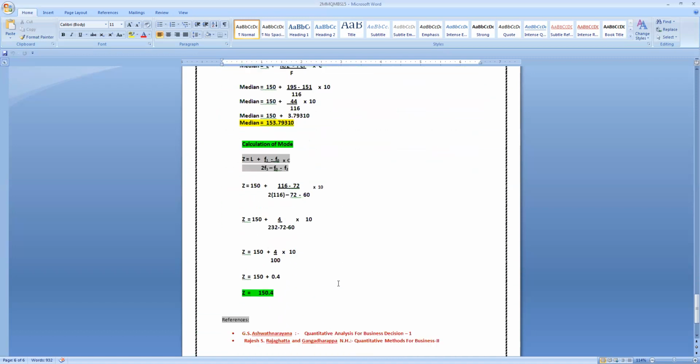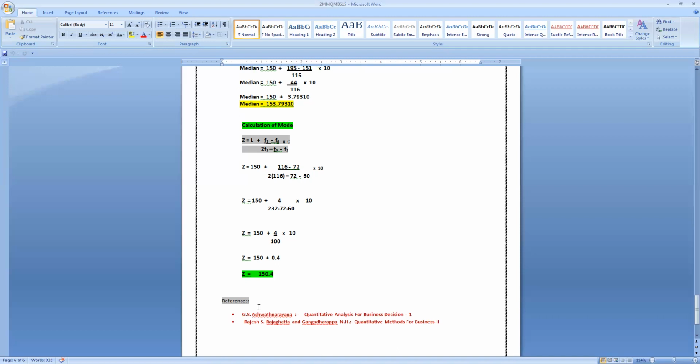Now we substitute the same in the formula. Z equals 150 plus 116 minus 72 divided by 2 into 116 minus 72 minus 60, into 10. Therefore, Z equals 150 plus 116 minus 72, which is 44. 116 into 2 is 232, minus 72, minus 60, the difference will be 100, into 10. After substituting 44 by 100 into 10, we get the value 4.4. This should be added to the lower limit 150. Therefore, the value of mode is 154.4.